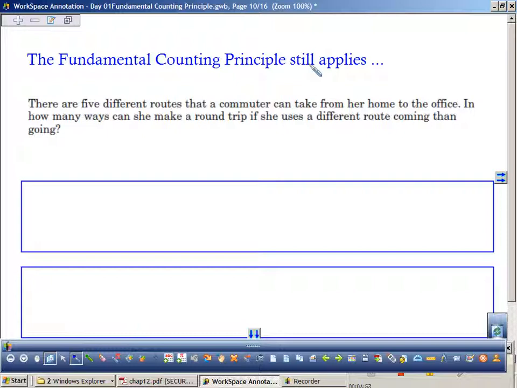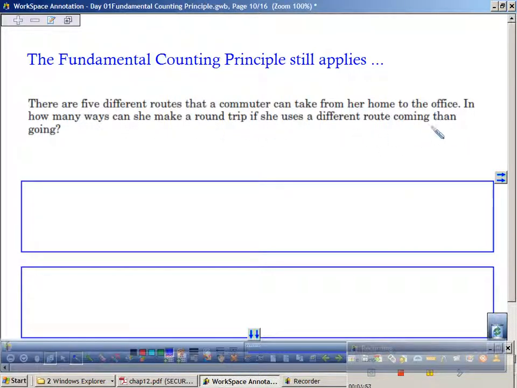All right, the fundamental counting principle still applies. There are 5 different routes that a commuter can take from her home to the office. In how many ways can she make a round trip if she uses a different route coming than going? So if she's got 5 different options when she's going, then when she comes home, since she already used one of those options, she only has 4 different options to come home. So that would be a total of 20 different outcomes.